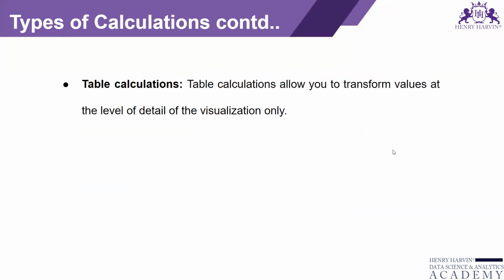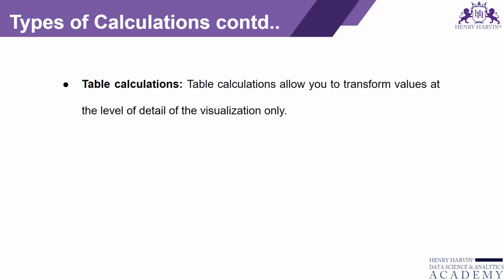Now the next one is called the table calculation. Table calculations allow you to transform values at the level of detail of the visualization only. When you apply LOD expressions and basic expressions, which we did last, we apply the expression on the entire data source itself, so you change the data. But when you perform table calculations, you're performing them at the level of visualization. So your entire data will never be affected, only the visualization will change.